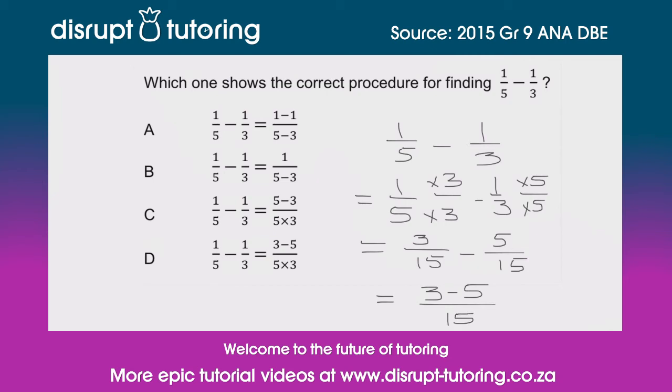Alright, so guys, which one of the options is closest to the one we have done? So it can only be this one, and let's see if it works. So the 3 minus 5 is the 3 minus 5, and the 5 times 3 gives us 15, so that must be the right answer, and that is as simple as that.